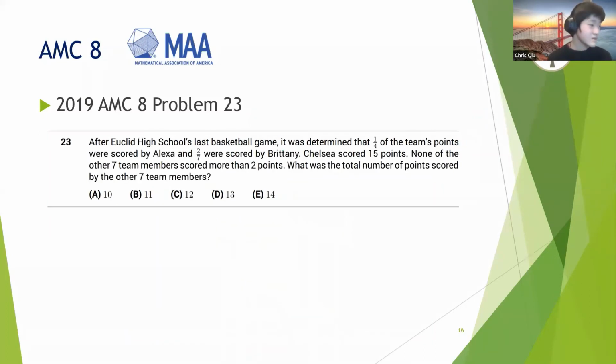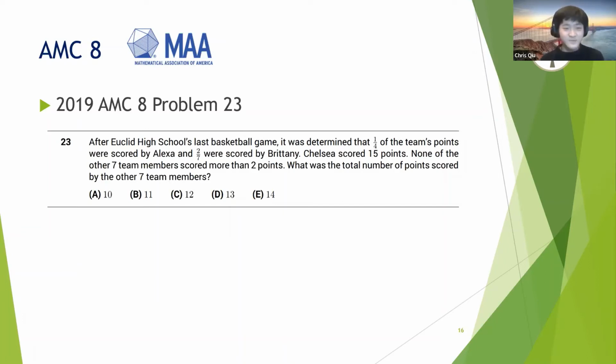So this is problem 23. After Euclid's High School's last basketball game, it was determined that 1/4 of the team's points were scored by Alexa, and 2/7 were scored by Brittany. And also we're told that Chelsea scored 15 points, and also that the other 17 members all scored at most 2 points. All right, so we want to find the total number of points scored by the other 17 members. Team members should be replaced.